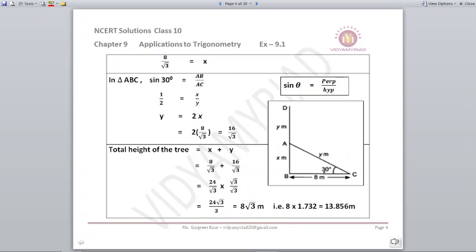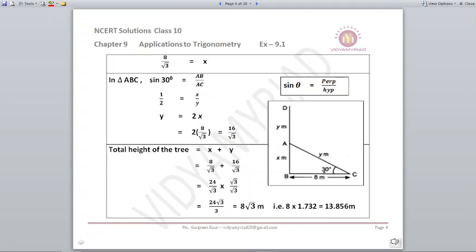We need to find y, AC. Now AB is with us, AC is the hypotenuse. If we use sine, sine is perpendicular upon hypotenuse. So sine 30 is equal to AB upon AC. The value of sine 30 is half, 1 by 2, which is equal to x upon y. When we correlate, y becomes 2x, and the value of x we already have from earlier, that is 8 upon root 3, which comes out to be 16 upon root 3. Now we have x with us, we have y with us.